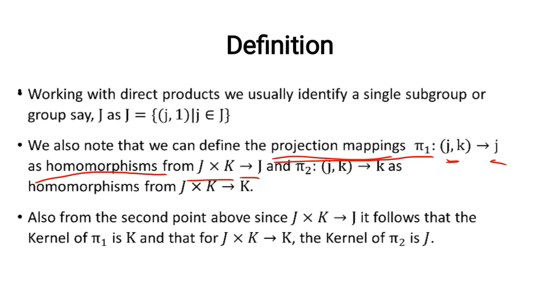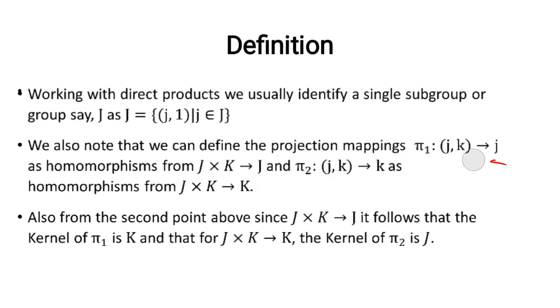The other projection mapping is pi2. This one now, it takes this (j, k) and takes it only to k, and it's called a homomorphism from J cross K to K. Note, the first one is J cross K to J, and the second one is J cross K to K. Now, I want you to note something carefully.